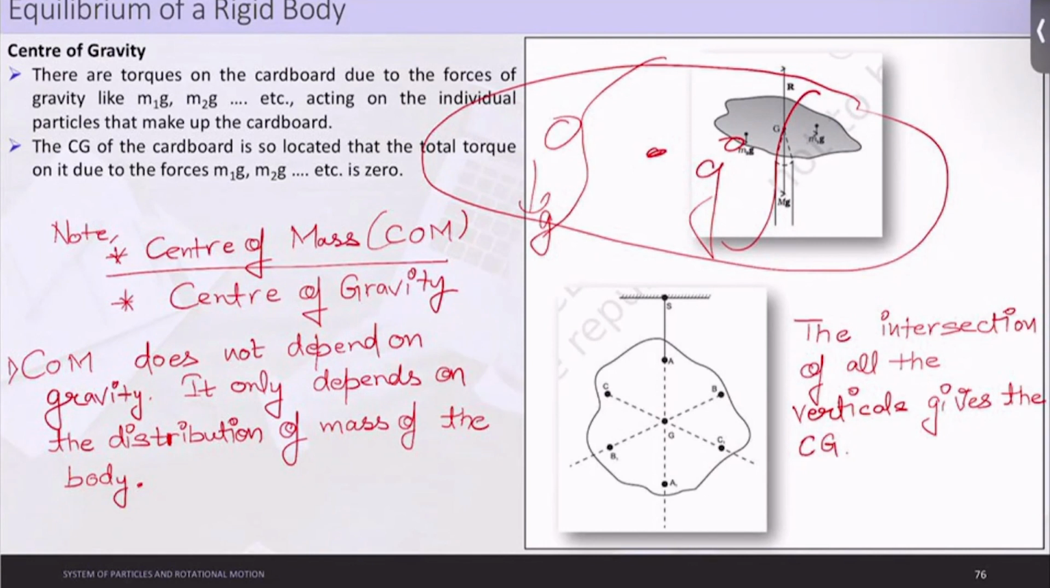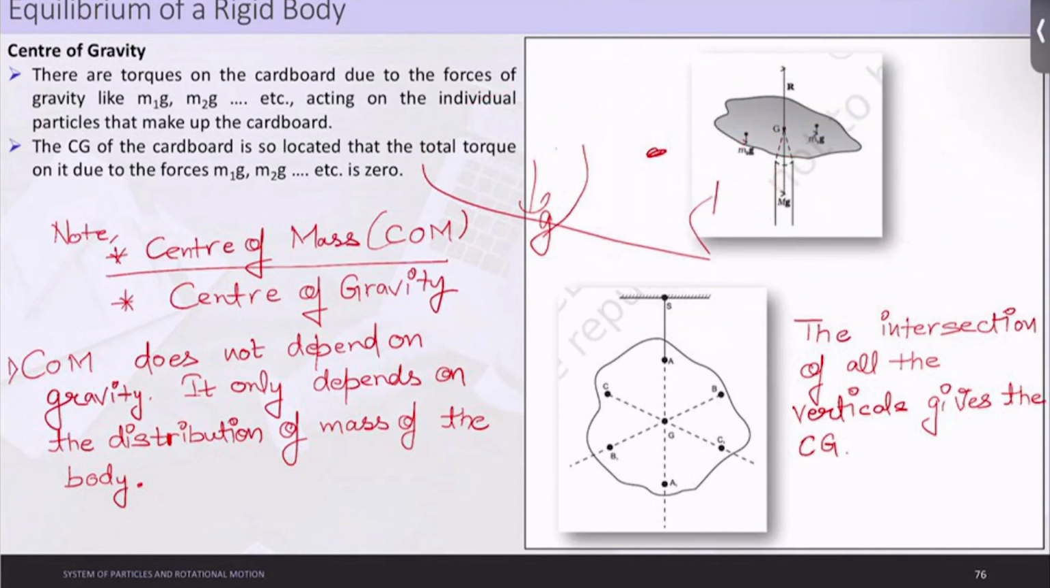That CG and CM are different things. COM basically depends on your distribution of body only. It has nothing to do with gravity, but center of gravity depends on gravity also. So in general terms, COM and CG can lie on the same point. But if the rigid body is so large that there's a variation in the gravitational acceleration, then it may change. Fine. Okay, so that is the ending of this concept, I guess.